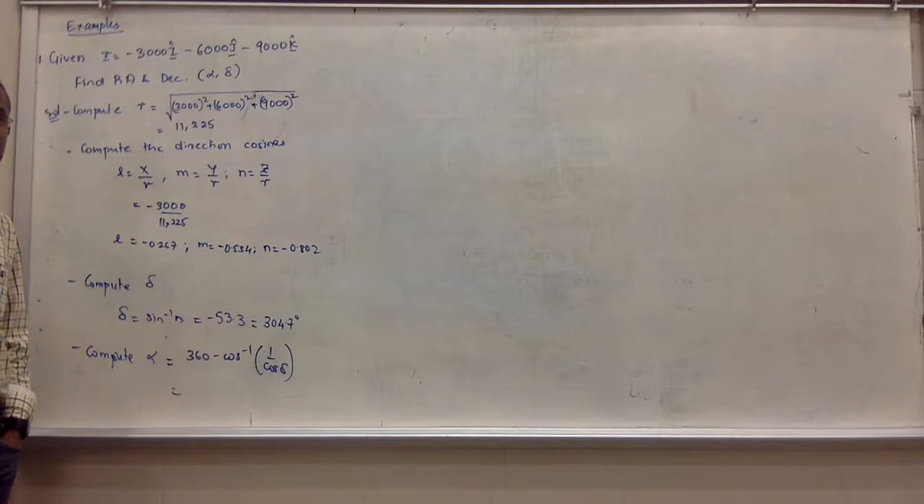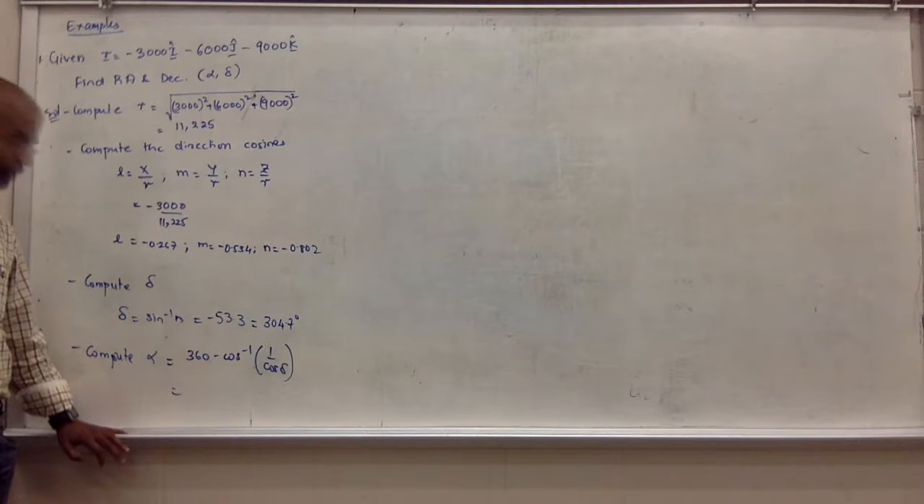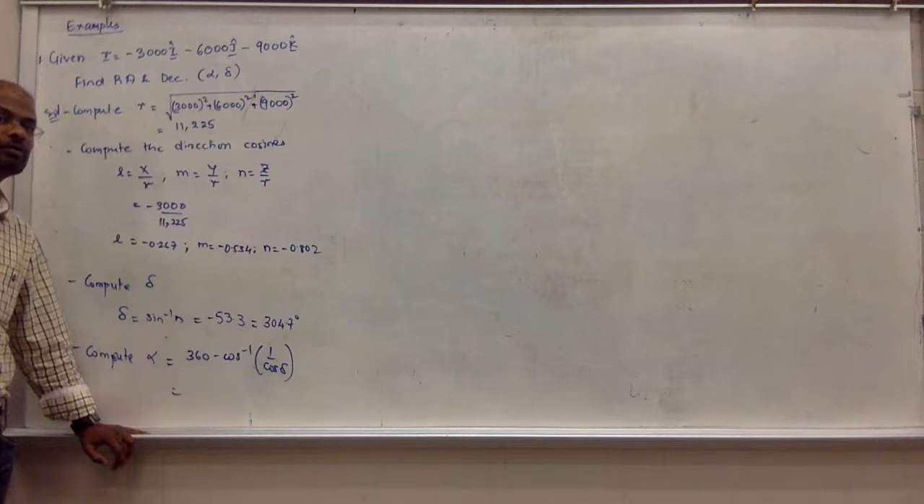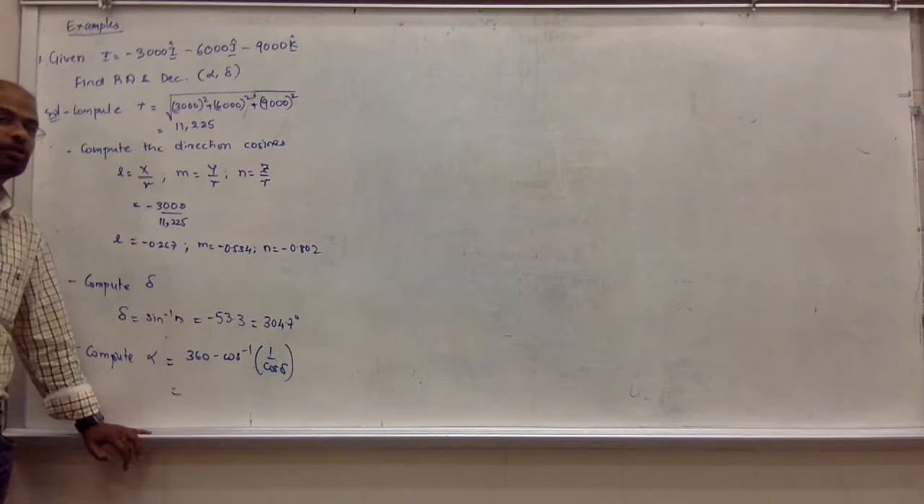Say it again. Domain error. What is the angle? Really? You're not able to calculate the angle? For 1 over cosine of delta I got 1.76. Okay. So what is cosine inverse of 1.76?